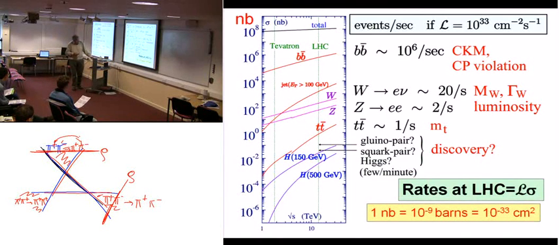Here's the W and the Z. Here's the thing I asked you to calculate. Here you're producing 2 per second or 20 a second in these decay modes. Maybe they can be used for the luminosity, how many interactions you actually get, as well as precision measurements of the W and its width. Top quarks, this thing that's 170 times the mass of the proton, you're producing 1 a second of these pairs down here. These are the things we're interested in. Supersymmetric particles, or the Higgs. They're coming in at a few a minute.